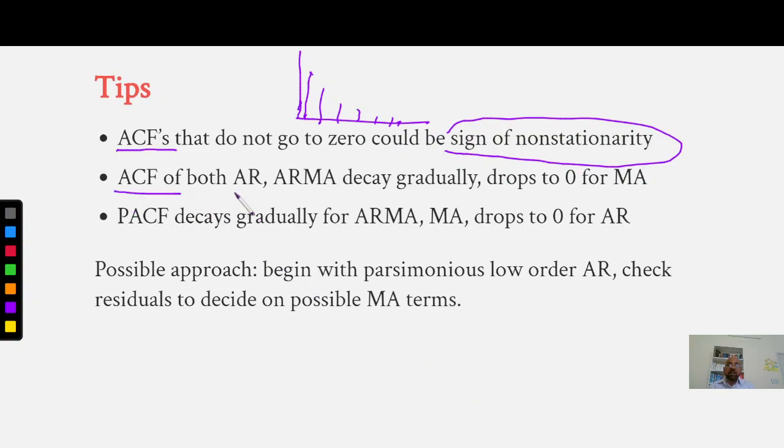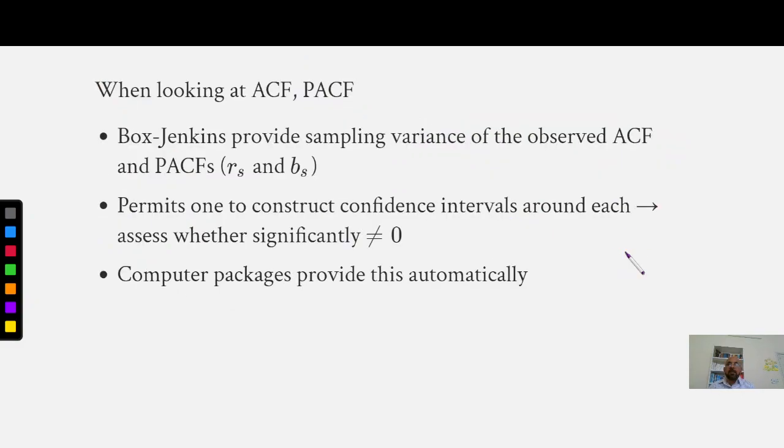The ACF of both AR and MA: for an AR process, the ACF decays geometrically or gradually, whereas for MA, it becomes zero. We have discussed this. The partial autocorrelation function behaves the other way around. We have just discussed these things, or we are rewriting these things.